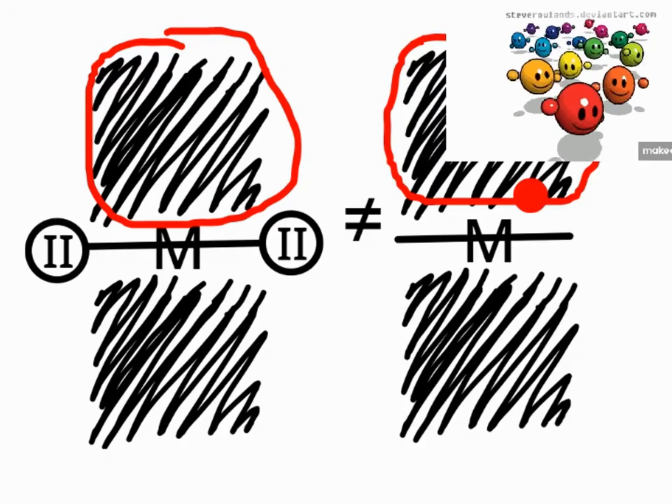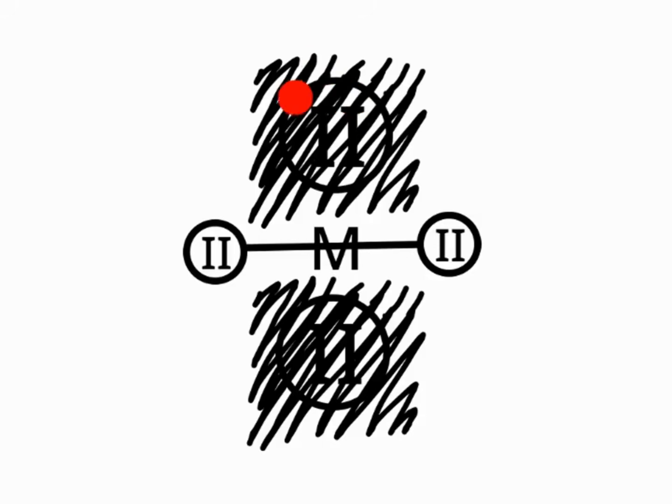Anyways, so we're gonna put the 2 in these circles here to show that they're not the same scribble as before.